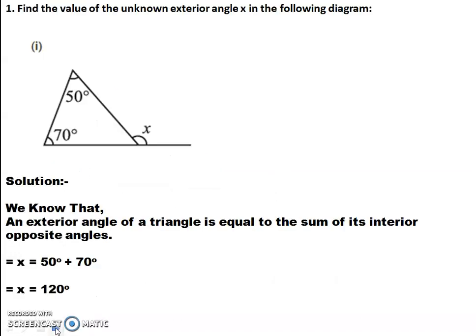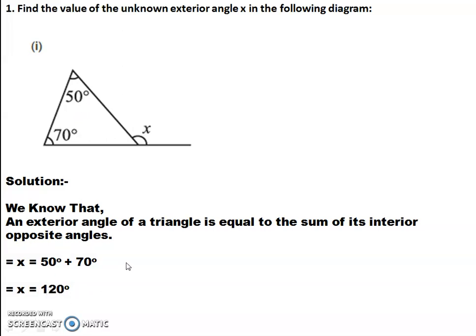So the first one, find the value of the unknown exterior angle x in the following diagram. Students, in the first two questions, the exterior angle is unknown. How will you find the exterior angle? You can add the two interior opposite angles. So, exterior angle x is equal to 70 plus 50, that is equal to 120.